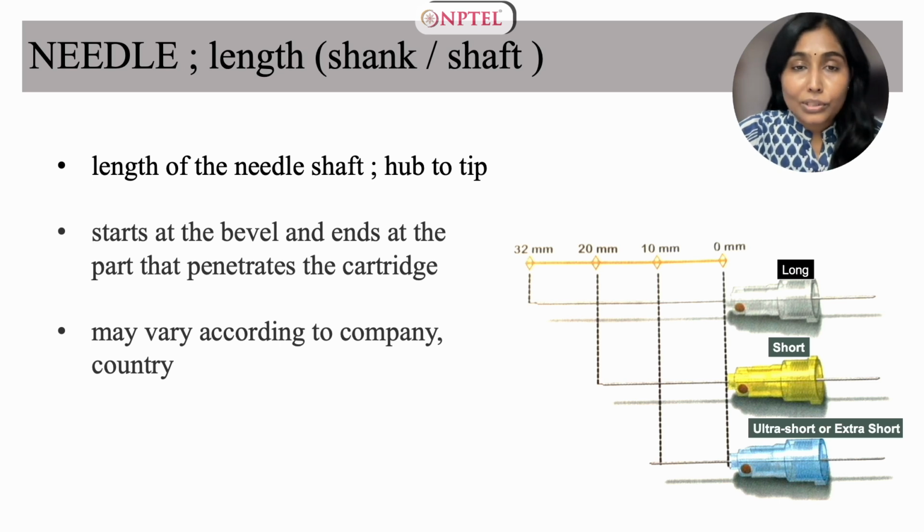The needle length is also called the shank or the shaft. The length of the needle shaft extends from the hub of the needle to the tip of the needle. It starts at the bevel and ends at the part which penetrates the cartridge. Now, the length of the needle may vary according to the company as well as the country. But a typical standard needle can be of three basic lengths. The long one is typically 32 millimeters in length, short 20 millimeters, and ultra short 10 millimeters in length.